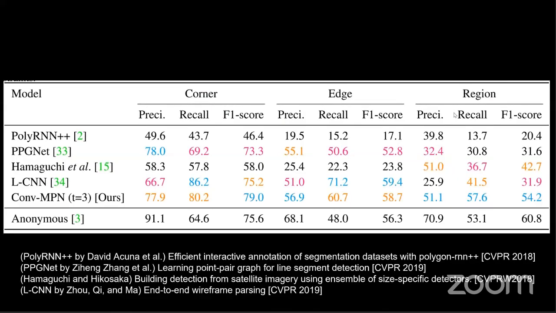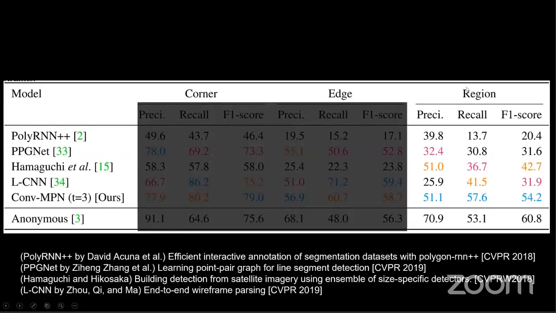In some numbers, we compute some scores based on three primitives: zero dimensional corners, one dimensional edges, and two dimensional regions. Regions are actually the most informative, matching well with our perceptual ranking, qualitative evaluation. And the bottom is ours. And this other method is a very complicated optimization based method. That's why it's much better. But this is a much simpler, fully neural version, which outperformed the other methods.